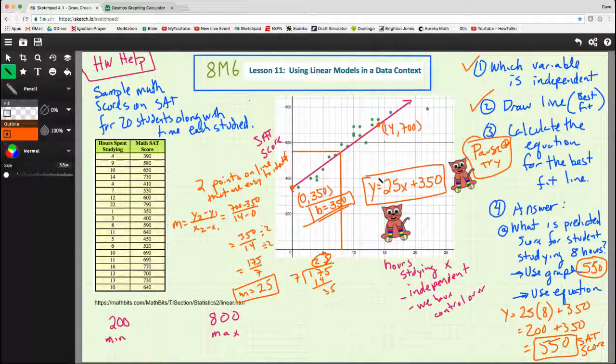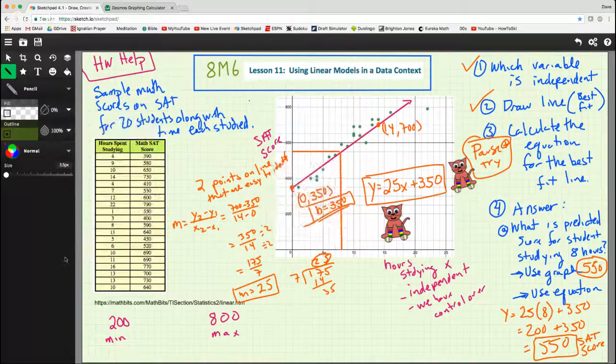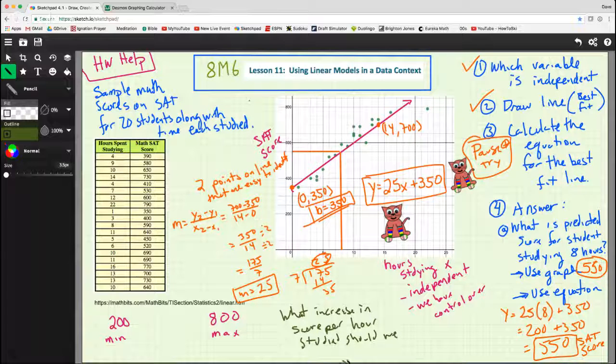Now we can study more hours and we can get a higher score. And how much? What increase in score per hour? Now here's a good question. I didn't think of this until just now, but let's ask this question, and I'll ask it in green. What increase in score per hour studied should we expect?